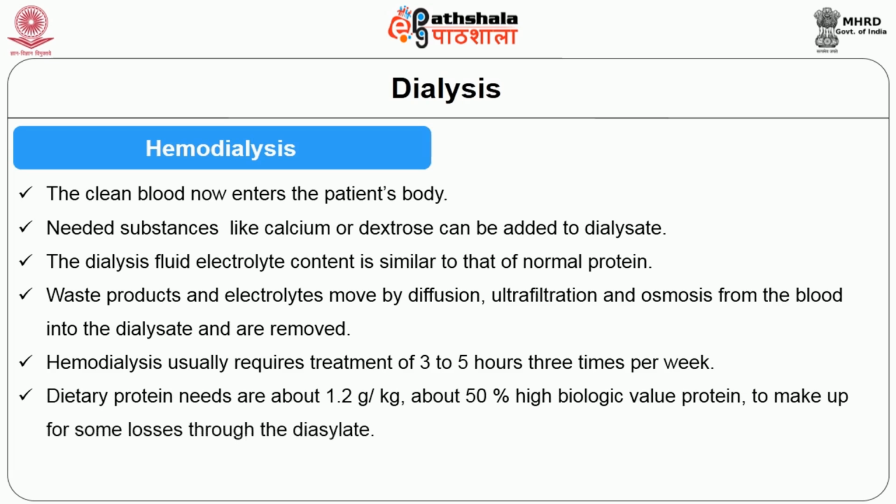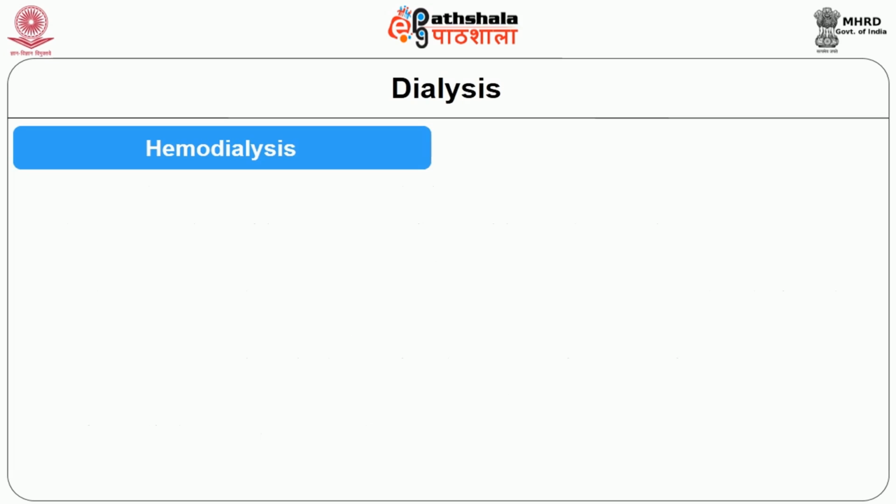The dietary protein needs are about 1.2 gram per kg body weight. About 50% high biological value protein must be supplied to make up the loss through the dialysate. Blood flow rates of 200 to 300 ml per minute are usual.